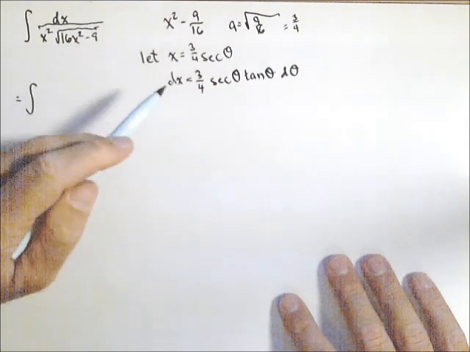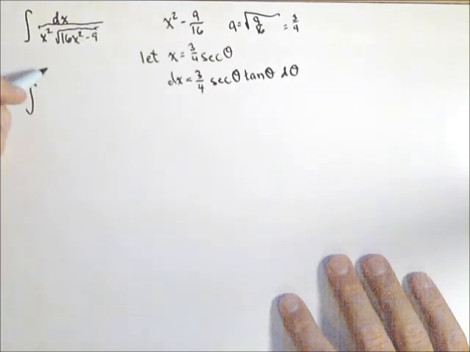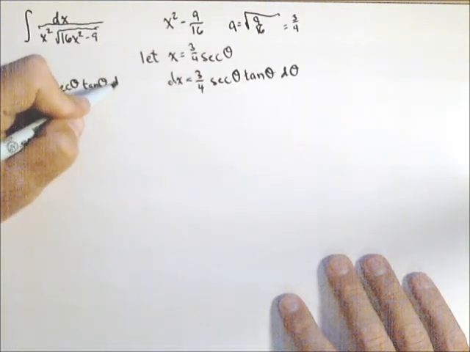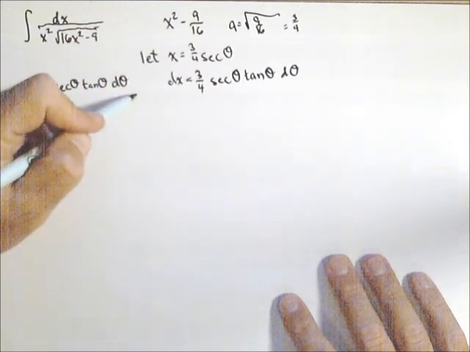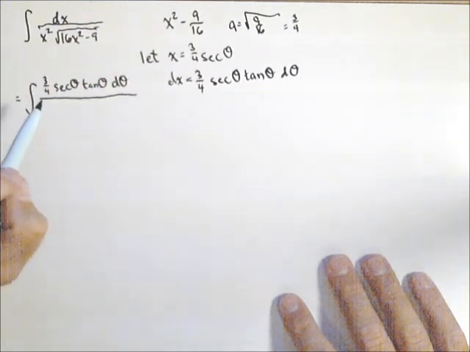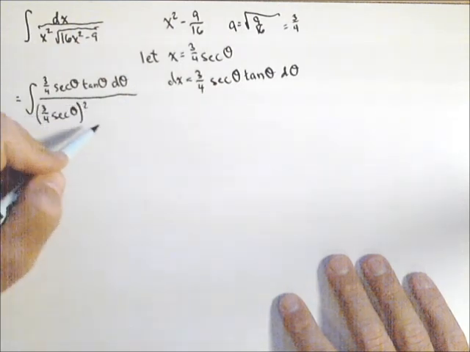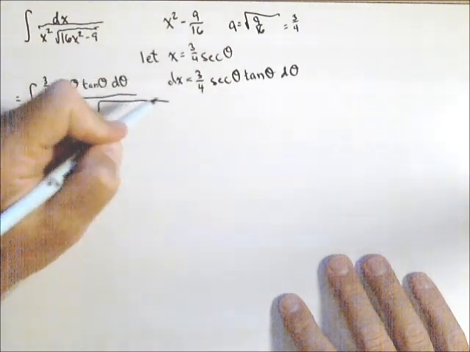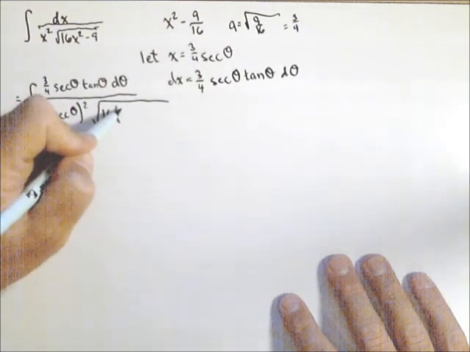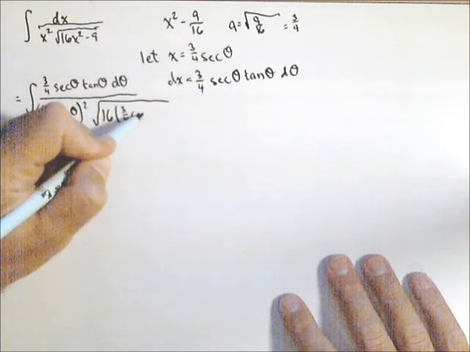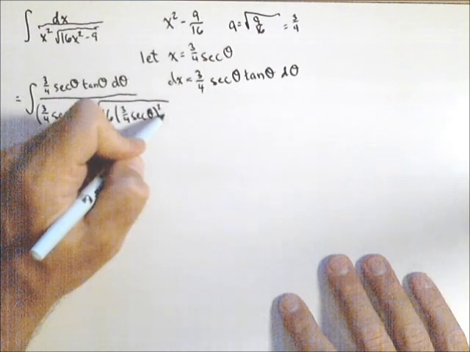Alright, now we're going to do our substitution. Again, the biggest mistake is people forget the dx, so let's just go ahead and start with that. On top, we're going to have a 3/4 secant theta tangent theta d theta. And don't worry about the 3/4 because there might be some canceling we can do. Now we're going to put in x, which we said is 3/4 secant theta squared times the square root of 16 times 3/4 secant theta squared minus 9.